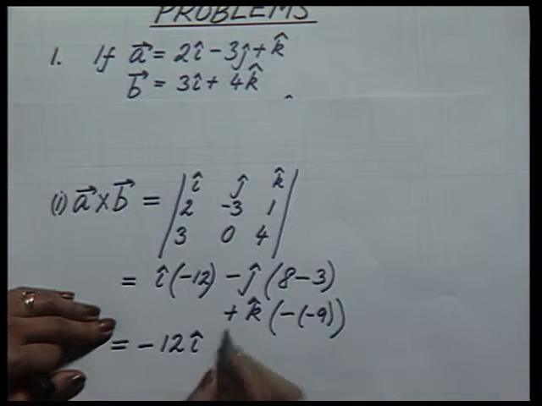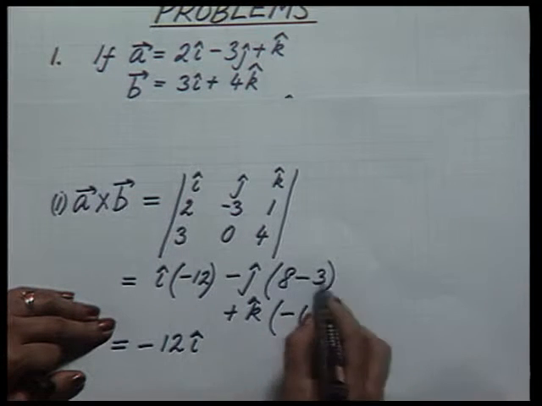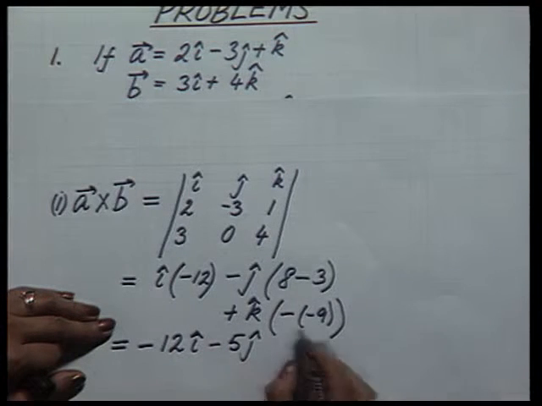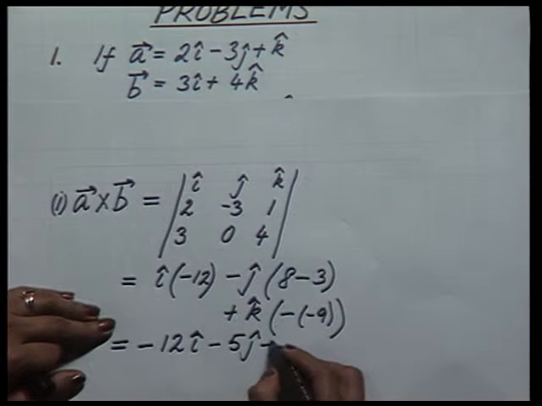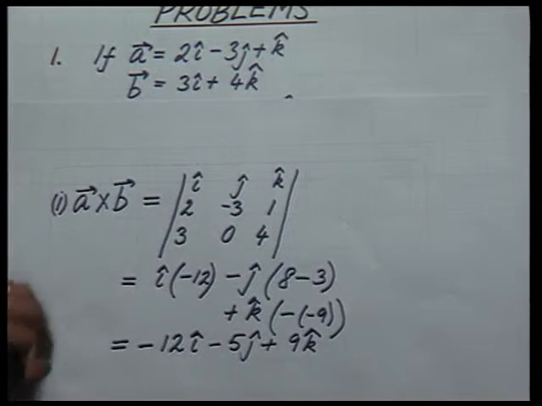12i. I can write my lambda before or after, but usually it is written before the vector. So, I can write this as minus 12i, and this was 5, so I have minus 5j, and this is 9, so this is plus 9k. This is my answer for A cross B.